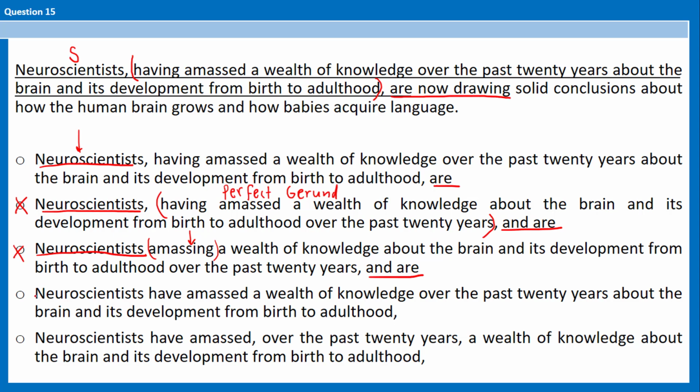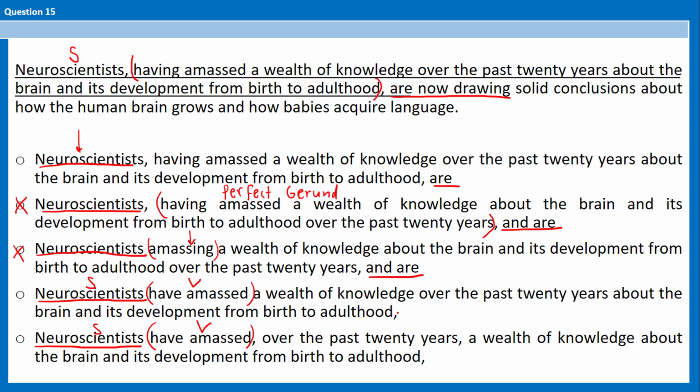Now in the last 2 we are changing the meaning completely because we are altering the entire sentence by changing the verb. Neuroscientists have amassed. Okay? You have another subject and verb. You are not saying that neuroscientists are now drawing solid conclusions anymore. You are saying that they have amassed a wealth of knowledge.